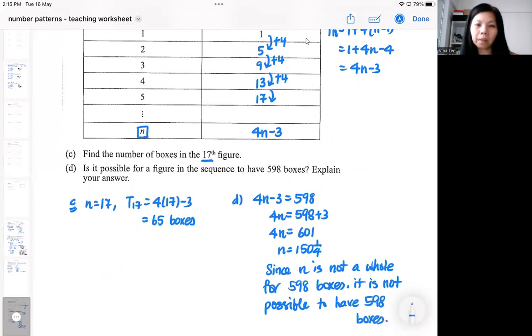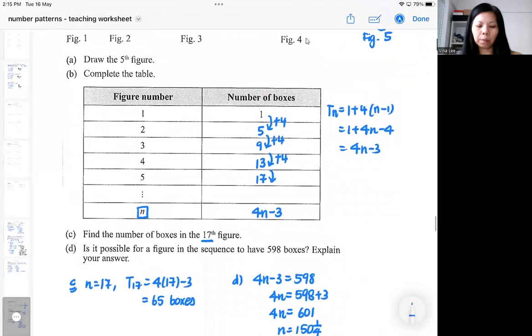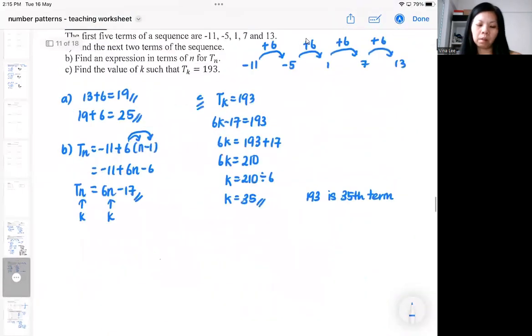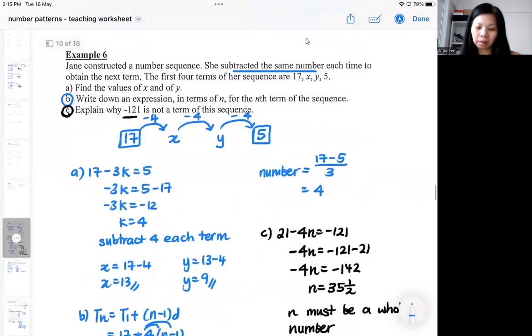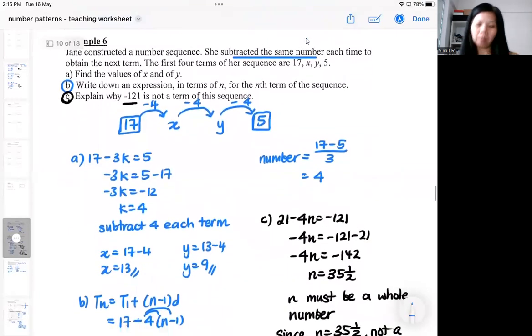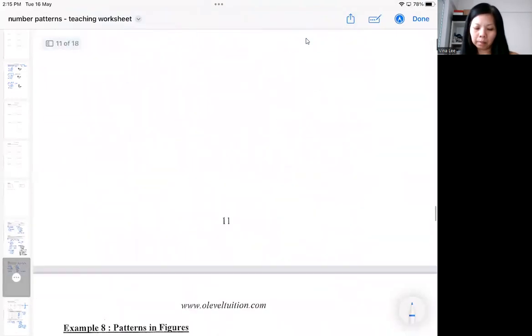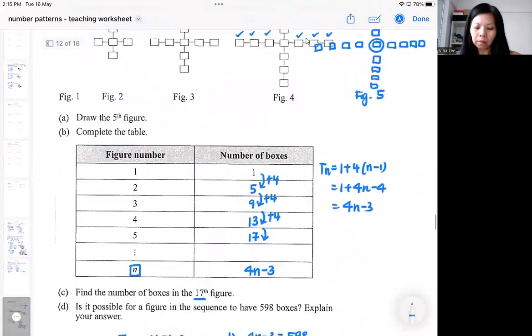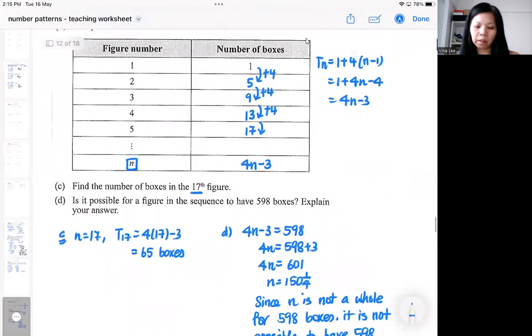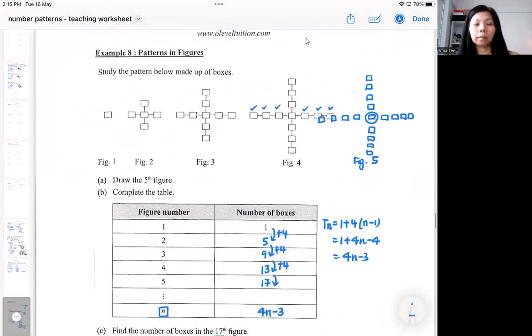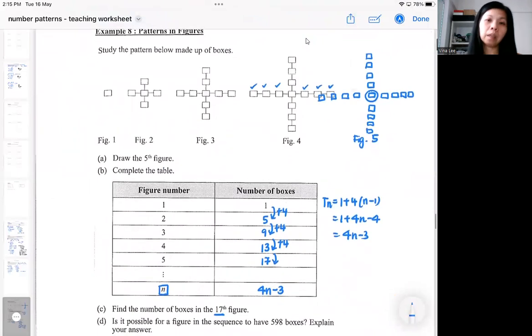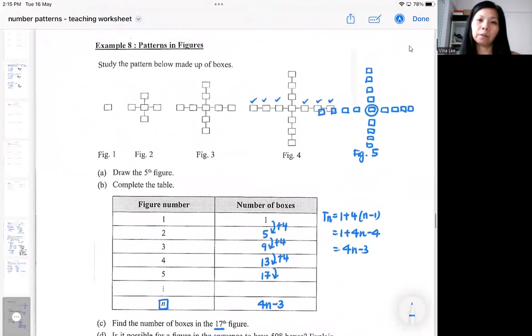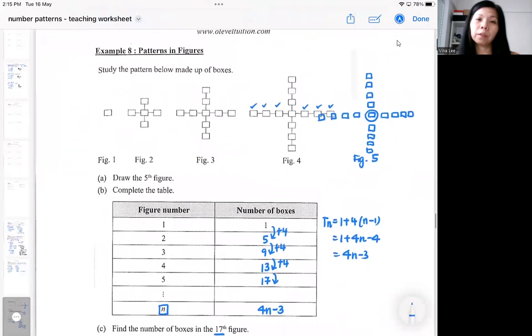So if you compare this idea and the previous example, example 6, explain why, it's the same idea here. They just phrase it very differently. So you play around with the formula. If you follow according to the question, it's actually quite easy. So these are the few ways that you will be asked for number pattern.